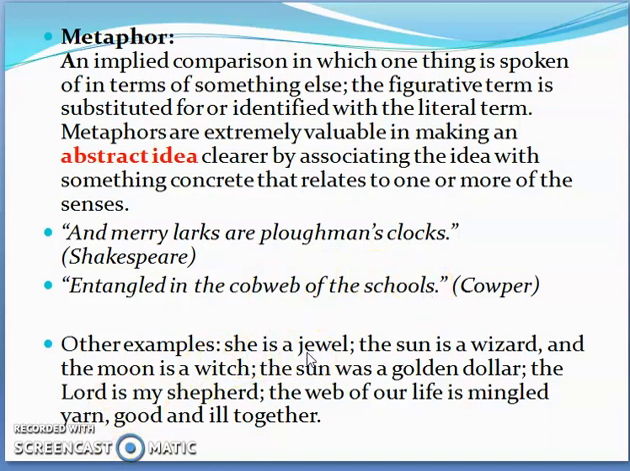Instead of saying she is like a jewel, you can say she is a jewel. And then, sun is a wizard and the moon is a witch. The sun was a golden dollar. The Lord is my shepherd. The web of life is mingled yarn, good and ill together. So all of these are examples of direct metaphor use.